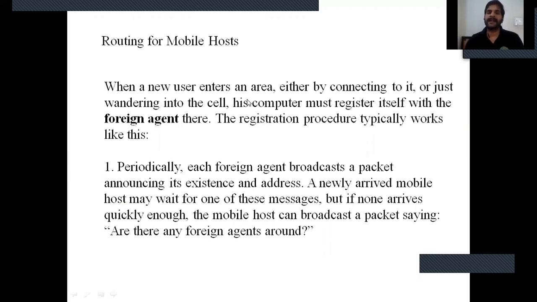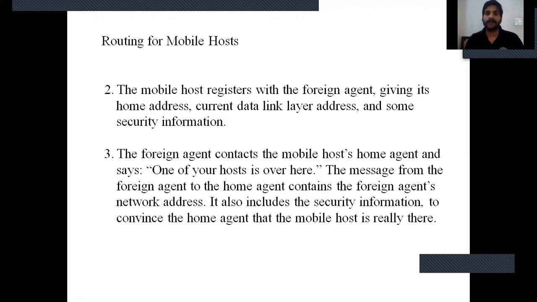Routing for mobile host. When a new user enters the area, either by connecting to it or just wandering into the cell, his computer must register itself with the foreign agent here. The registration procedure typically works like this. First, periodically, each foreign agent broadcasts a packet announcing its existence and address. A newly arrived mobile host may wait for one of these messages, but if none arrives quickly enough, the mobile host can broadcast a packet saying, are there any foreign agents around?